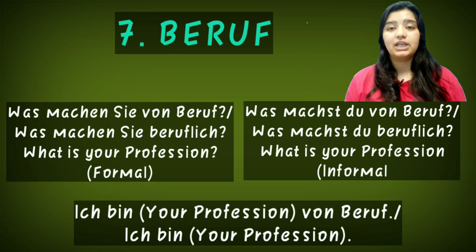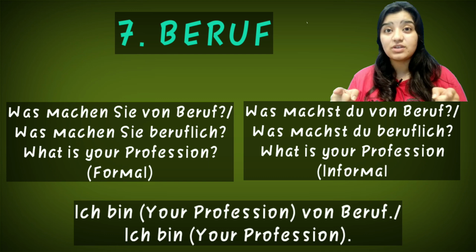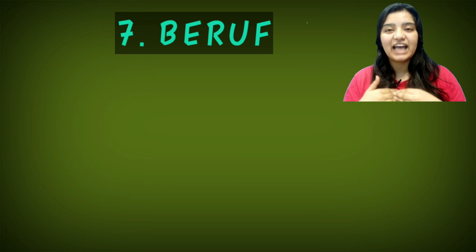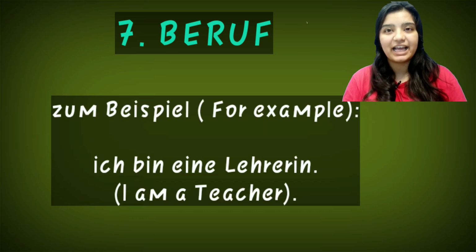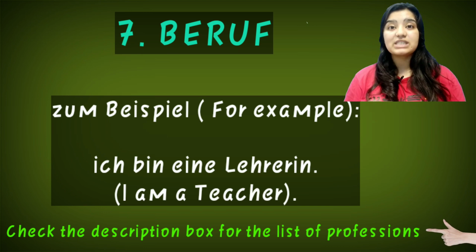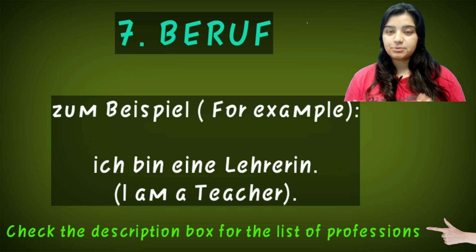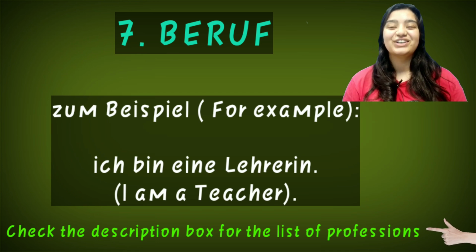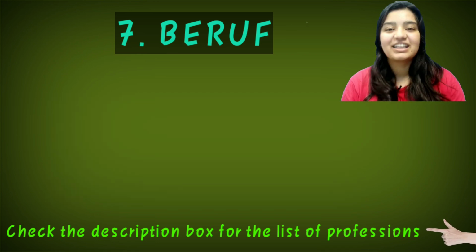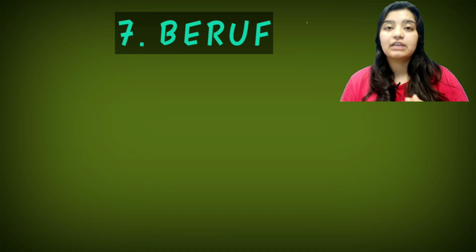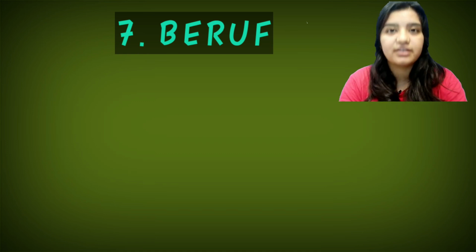And the answer will be ich bin. That was I am. Ich bin eine Lehrerin. I am a teacher. Now why it was eine, I'll explain in the next videos, because there is a lot more that you have to learn by now. So ich bin eine Lehrerin. I am a teacher. Lehrerin, female teacher. If it is a male teacher, you have to say ich bin ein Lehrer.